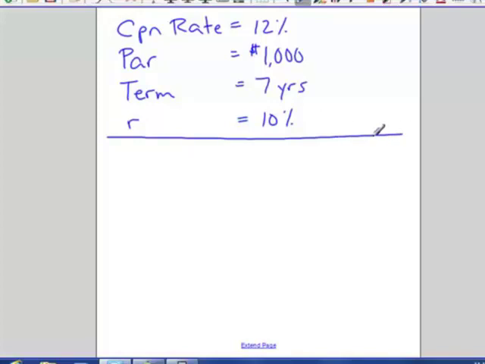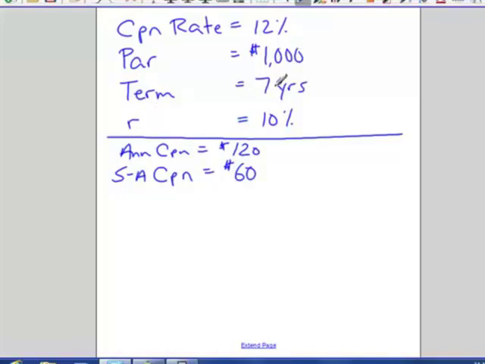So our coupons are paid semi-annually. So our annual coupon will be 12% of the $1,000. That's $120. So our actual coupon payment, which is our semi-annual coupon, will be $60, half of that. Our par value remains at $1,000. Whether the bond pays coupons annually or semi-annually, we're still promised to receive that $1,000 when the bond matures.